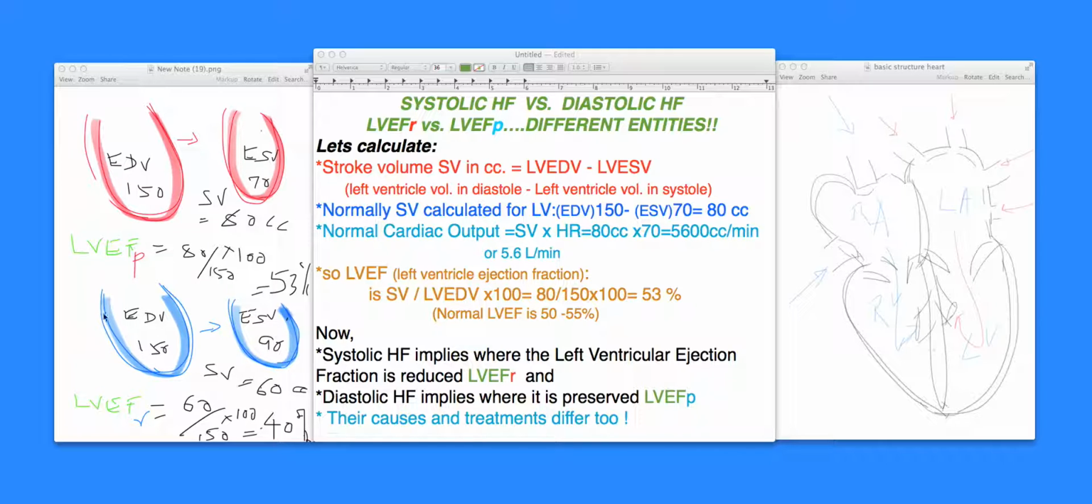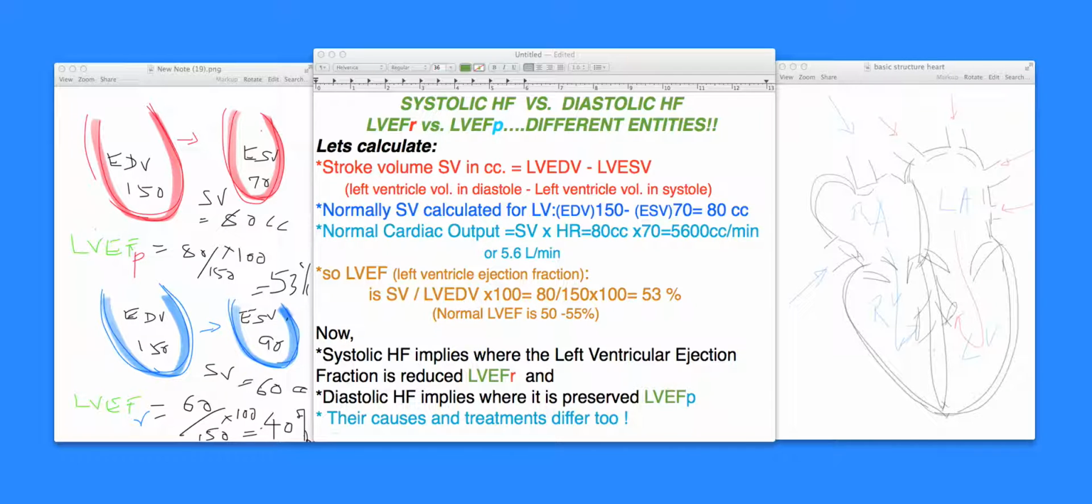I make it very simple. So left ventricular ejection fraction will be low by the following numbers. You're taking the 60 cc's of the stroke volume, divide that by 150 and multiply that by 100, will give you the 40% as the answer for the left ventricular ejection fraction in this setting where the LVEF was reduced, and we call it LVEFr. Here the LVEF was preserved, so we call it LVEFp, preserved.